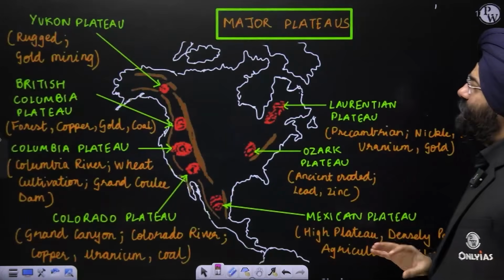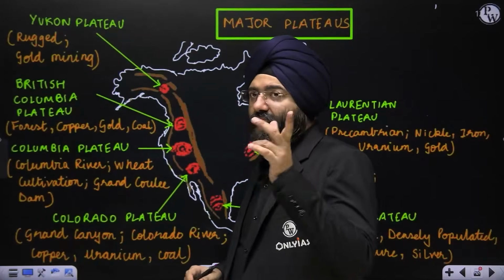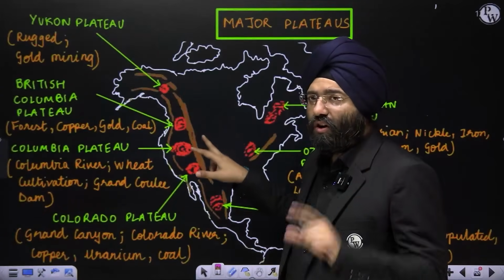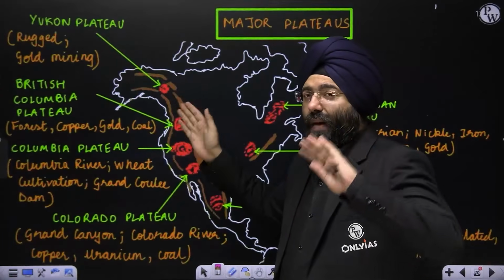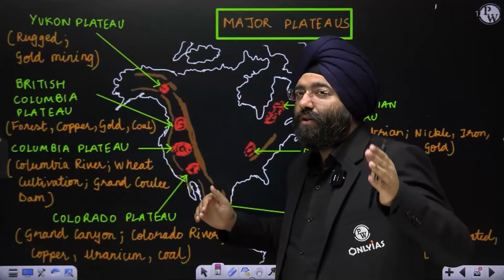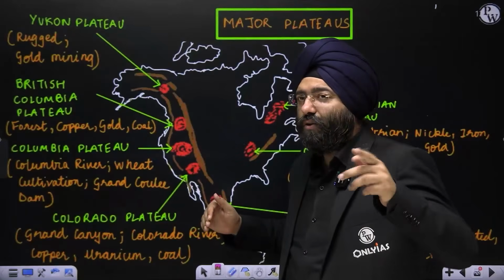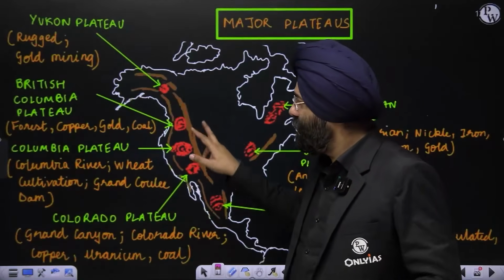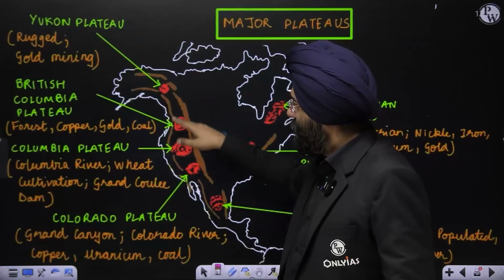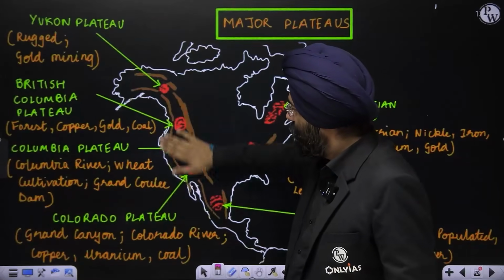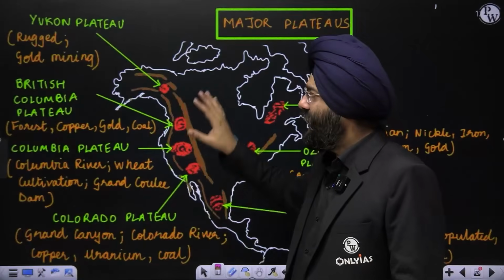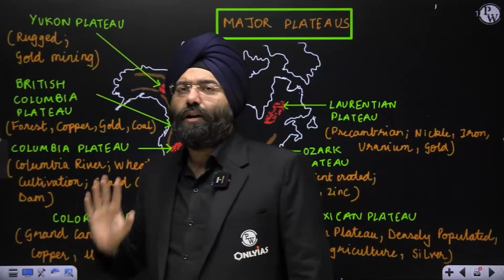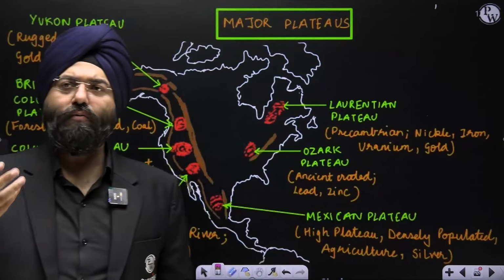Now comes the major plateaus. Please understand, when I was talking about the Western Cordillera, you remember that I told you that there are a lot of plateaus also present. That is why parallel mountain ranges with intervening plateaus and other features are known as a cordillera. So these are the Rockies, these are the other mountain ranges, and along with them you have these plateaus, right? I have covered all the important plateaus that are present here. You do not have to go beyond that at all.